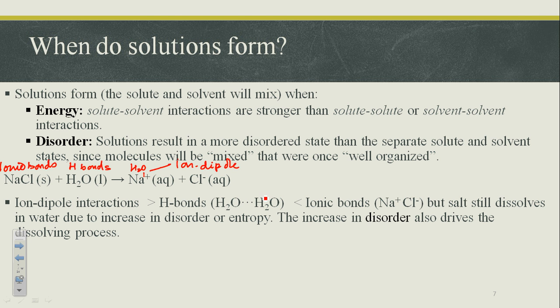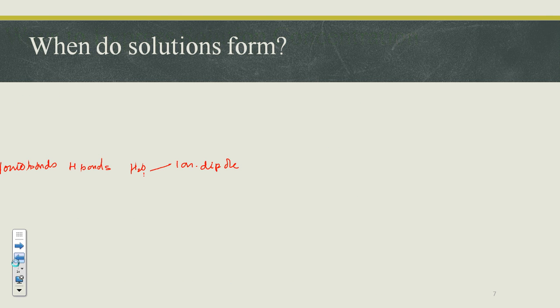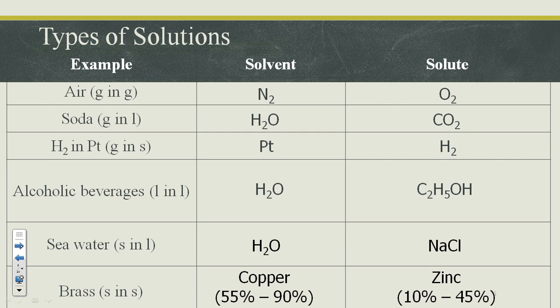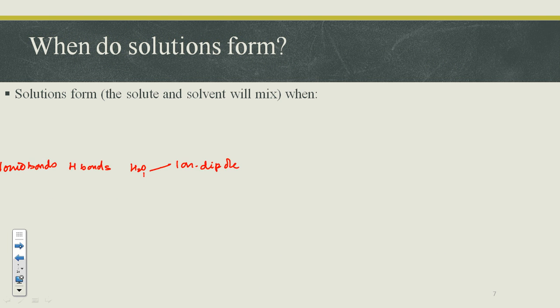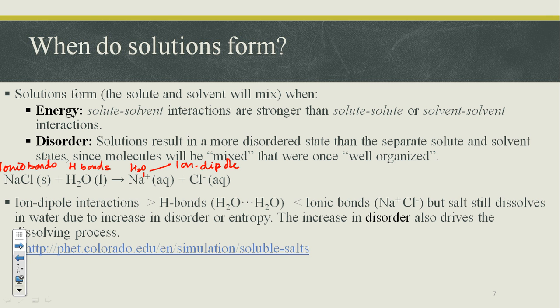If you recall from the intermolecular force chapter, ionic bonds are actually stronger than ion-dipole. So why would a sodium chloride crystal want to break up ionic bonds, which are stronger, and form ion-dipole bonds, which are weaker? The answer lies in increased entropy. Because as sodium chloride is dissolving in water, the entropy is increasing. And this increased entropy counters the fact that the formed bond is weaker than the original bond.